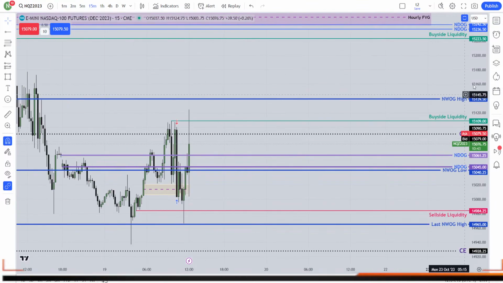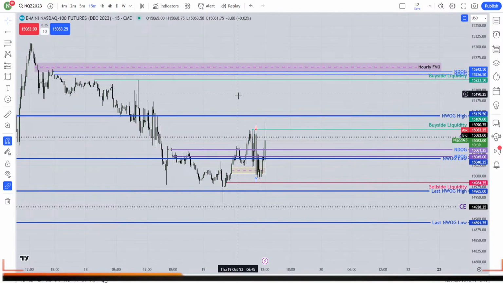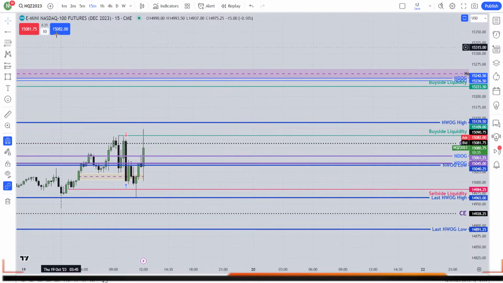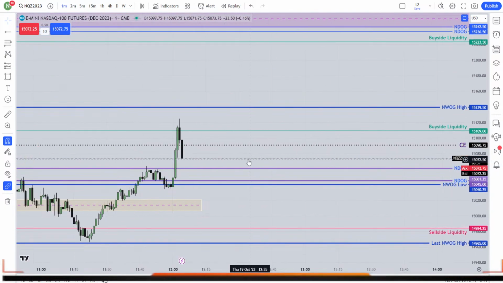It has taken the buy side liquidity. I'm happy to see that, but I don't want to see this liquidity being taken by using this news. I really don't want to see that. Then I will get hurt. I don't want to see that. Please, brother.